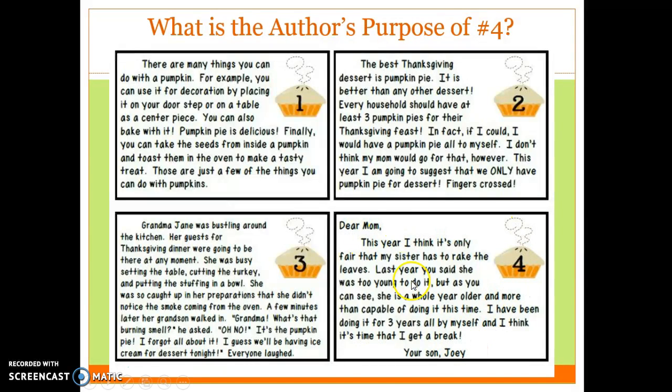This is Joey writing to his mom, and he presents the argument that little sister needs to start helping raking the leaves, and he puts forth a couple different claims that she's old enough to do it, that he's been doing it by himself, and it's time that he gets a break. So we definitely have some good reasons here why Joey shouldn't be alone in raking the leaves.